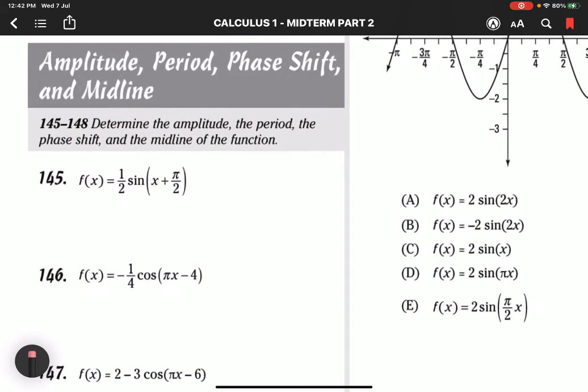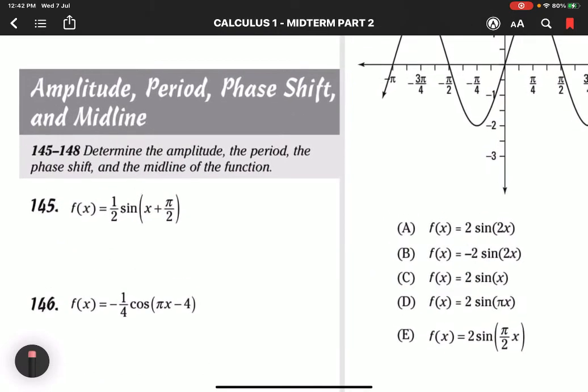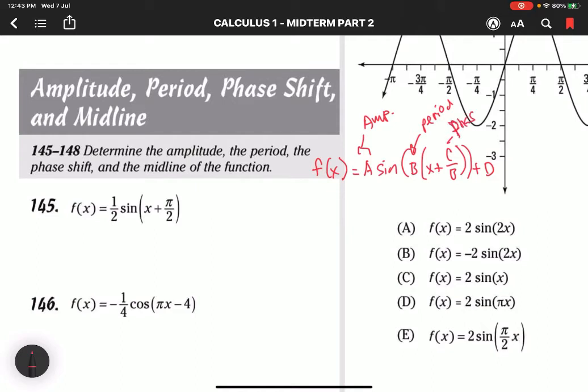So ulitin lang natin dito yung formula. Sulat ko lang dito. Sabi natin kanina, ito si amplitude. Ito naman si period. At ito si phase shift. Letter P yun. Phase shift. At ito naman si midline. Ang sabi sa problem, determine the amplitude, the period, the phase shift, and the midline of the function. So, i-rewrite lang natin to based sa ating original function.